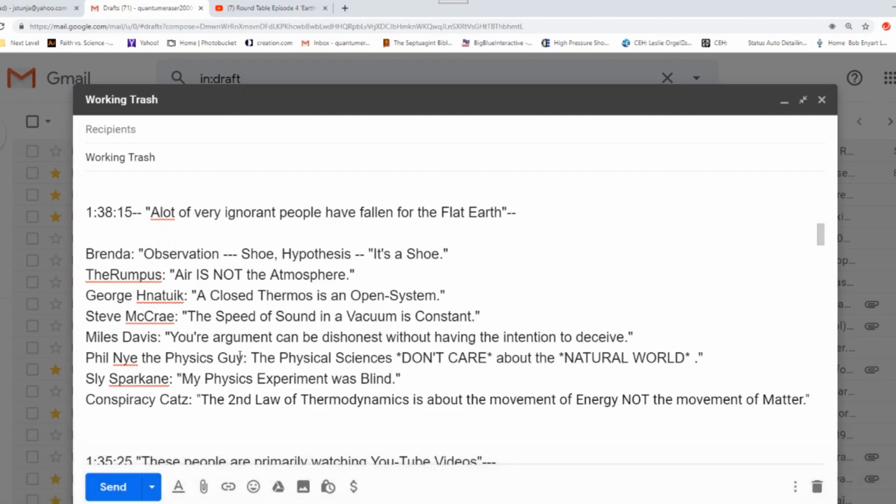George: a closed thermos is an open system. Steve McRae: the speed of sound in a vacuum is constant. Miles Davis: your argument can be dishonest without having the intention to deceive. Phil Nye, the physics guy: the physical sciences don't care about the natural world. Sly Sparkane: my physics experiment was blind. Conspiracy cats: the second law of thermodynamics is about the movement of energy, not the movement of matter.